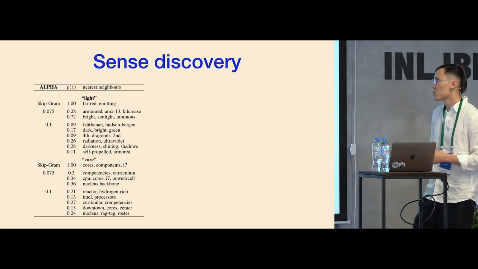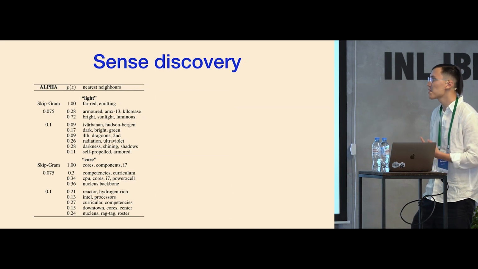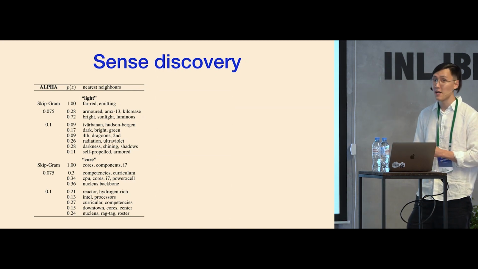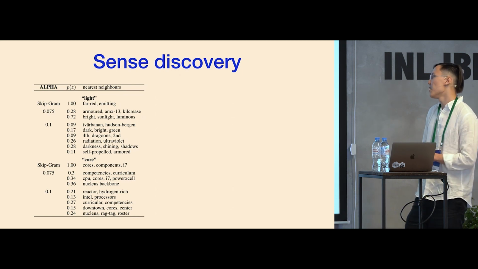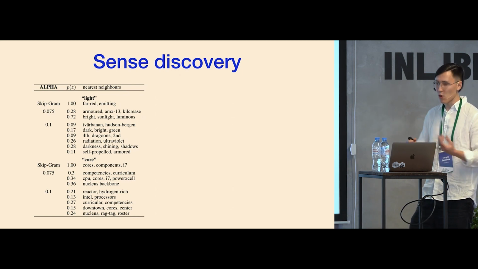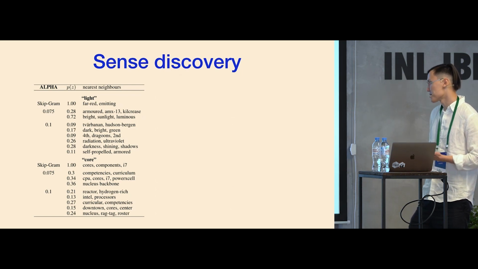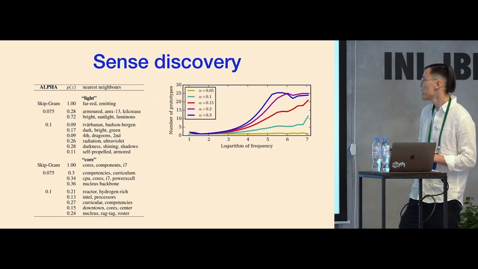Same happens with the word core. Strangely, skipgram defines only one meaning that corresponds to the core of a CPU. However, we are able to find the core of an atom and many other things. So this is very useful, and it does work.